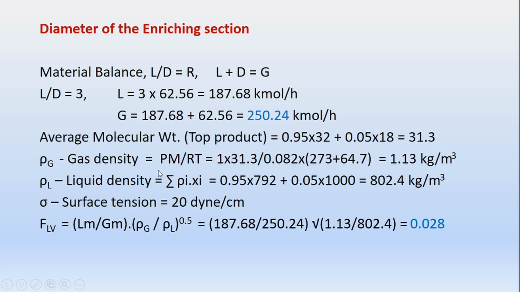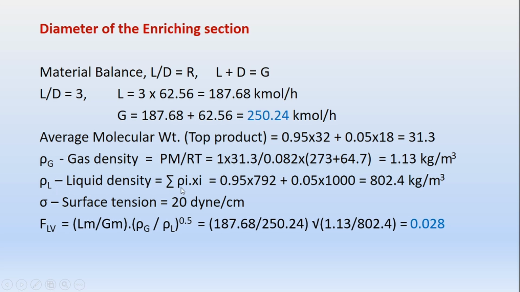kilomole. Okay, gas density is PM by RT. So we take a pressure of 1 atmosphere. Okay, molecular weight 31.3, R is 0.082, temperature in kelvins. This is the boiling point, or the bubble point of methanol we have taken here. Okay, so largely it is methanol. We can take the boiling point of the mixture also. So we get gas density as 1.13 kg per meter cube.